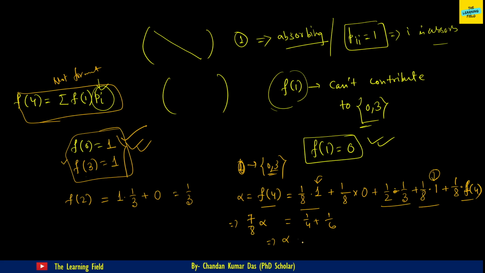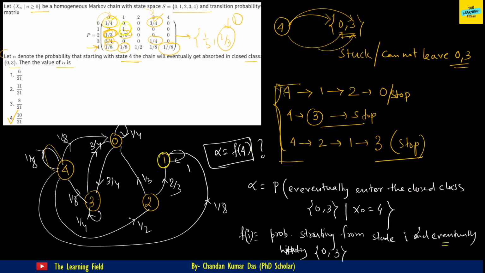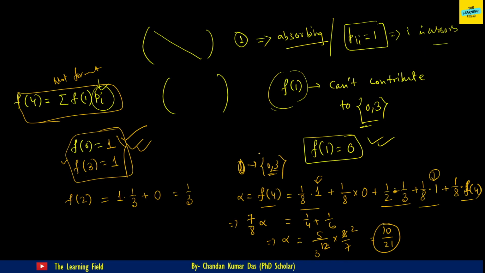So that means alpha equal to what? Alpha equal to, here we get 12, 3 plus 2, 5 upon 12 into 8 upon 7. So 4 3s are 12, 4 2s are 8. That means 10 by 21. So this is the answer of this question. Fine, 10 by 21. I think you will understand this problem, because this is a slightly different kind of problem that is generally asked in Markov chain questions in CSIR NET.